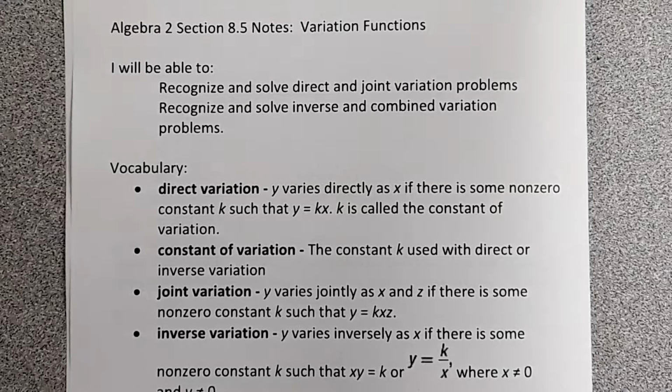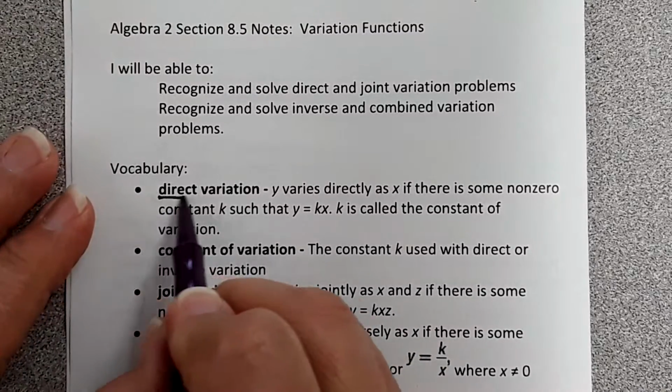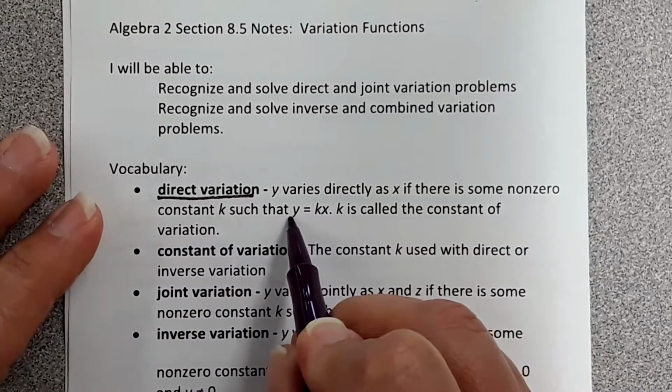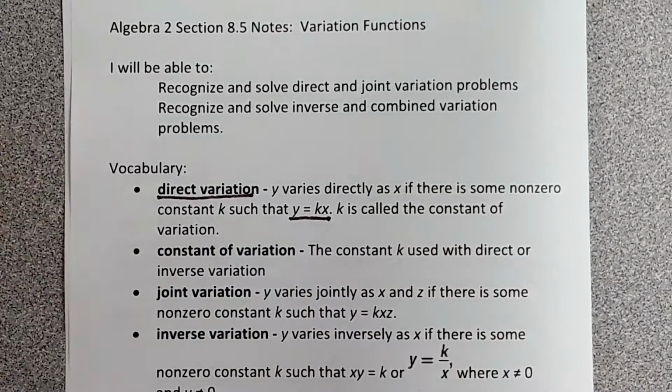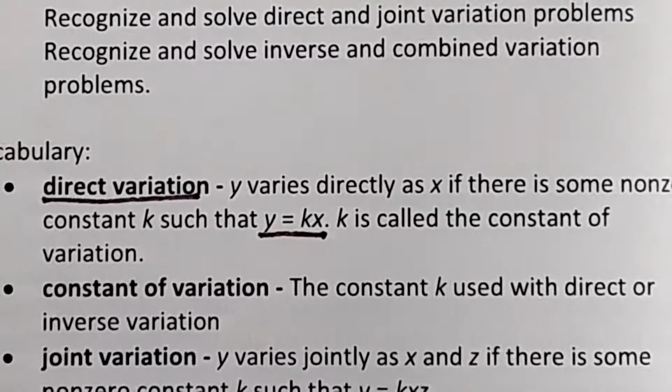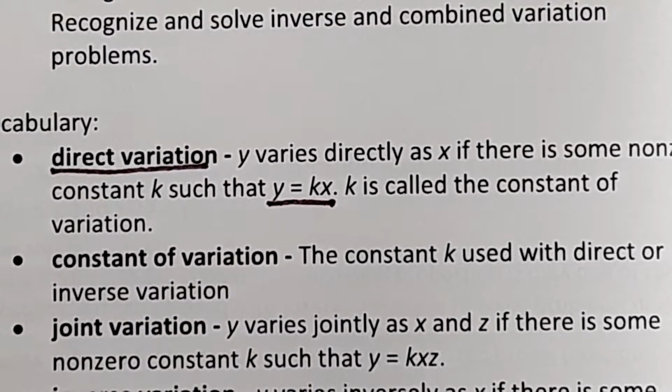So there's 4 different equations, and you're going to have to memorize these equations. When you see direct variation, you need to think y equals kx. You might know that as y equals mx, so k is your slope. It's basically what it is.